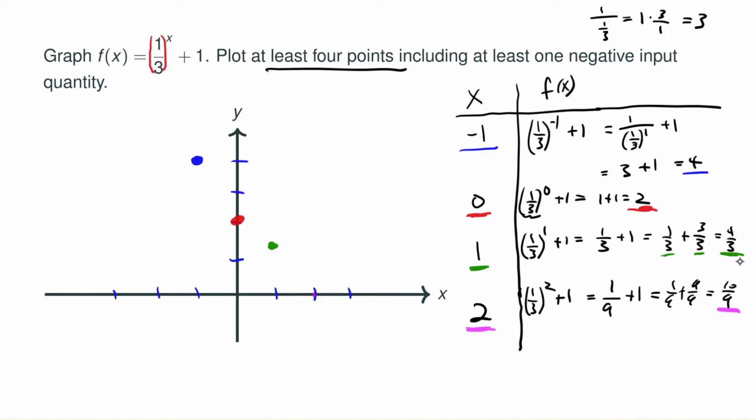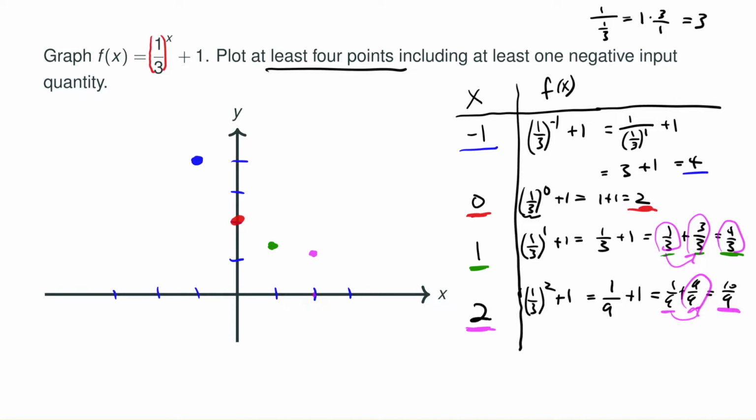Now 10 over 9 is smaller than 4 over 3. Right? Or we can think of it as, I'm adding 1 over 9 to 1, whereas before I'm adding 1 over 3 to 1. And 1 over 3 is bigger than 1 over 9, right? Therefore, this point should be below this green point. So 1 and 1/9 is just right above the 1. Okay. So we plot these 4 points.